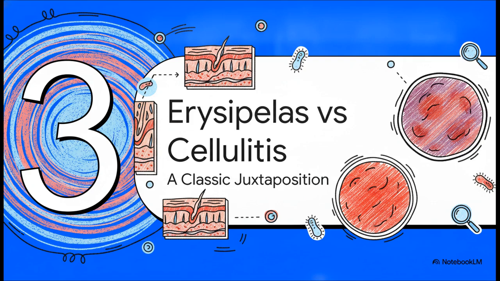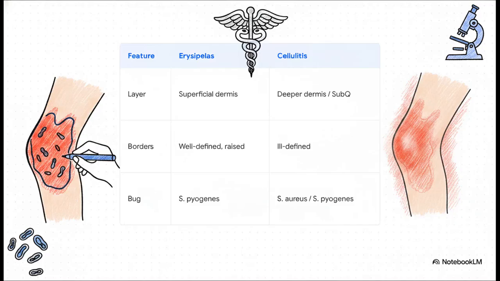All right, let's head a bit deeper into the skin for part 3, erysipelas versus cellulitis. Listen, do not let test writers bait you with a generic red swollen leg. You've got to look for the borders. Erysipelas lives way up in the superficial dermis and its lymphatics, and because it's so superficial, you get these incredibly well-defined raised indurated margins. You could literally take a Sharpie and trace the exact edge of the infection.